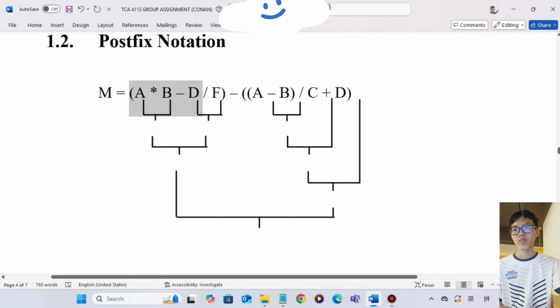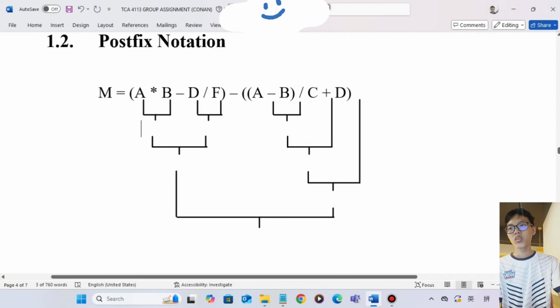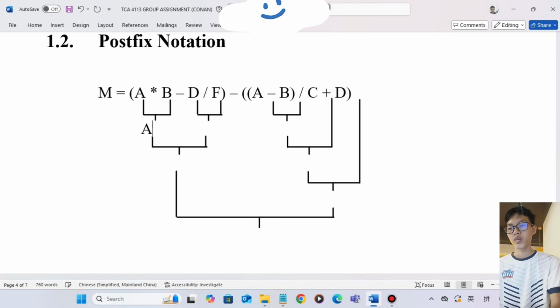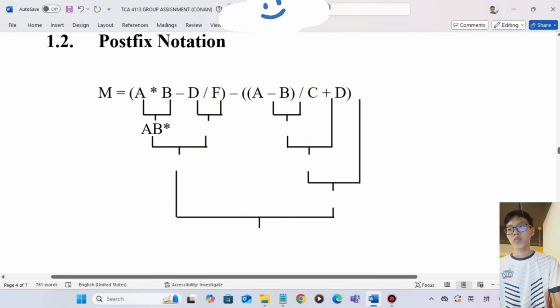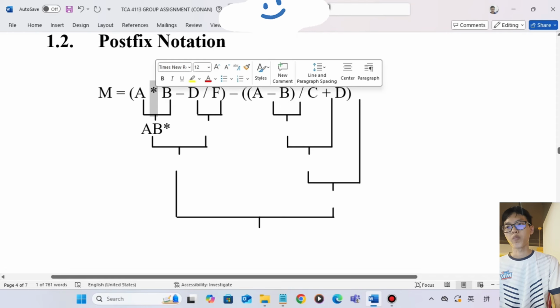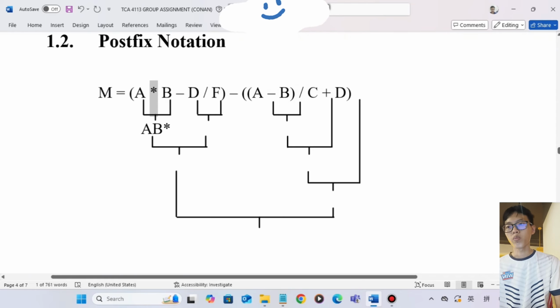So in the first bracket you can see it contains a multiply b minus d divided by f. So a multiply b, we solve it first. To convert it into postfix expression, a multiply b becomes a b multiply. That is because a and b are operands, and multiply is an operator. To convert to postfix expression, we put the operand in front and the operator at the end. So a multiply b becomes a b multiply.